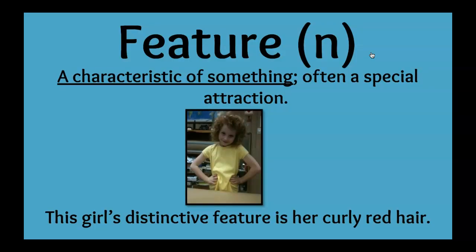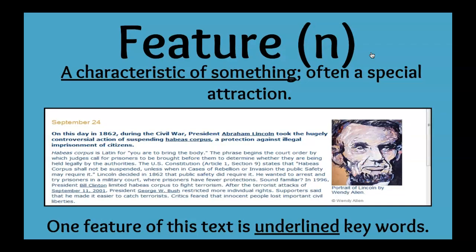Part of our learning target was the word feature. This is an academic language vocabulary word. It means a characteristic of something, often something kind of special. So like the girl's distinctive feature is her curly red hair. My distinctive feature is my clear glasses, I don't know. You can always pick something like what someone would draw if they were making a cartoon; it can be someone's distinctive feature. There's another meaning of it too, and this is how we're talking about it in this lesson.